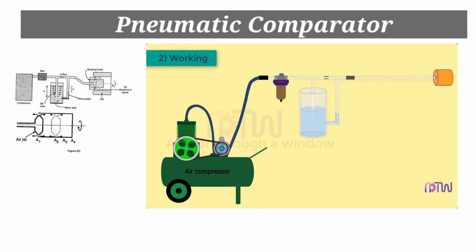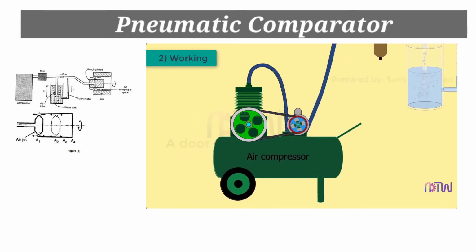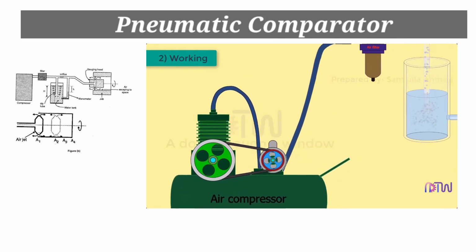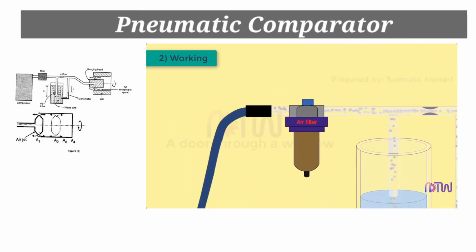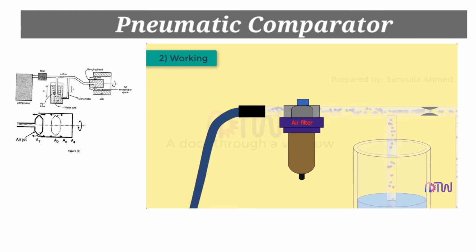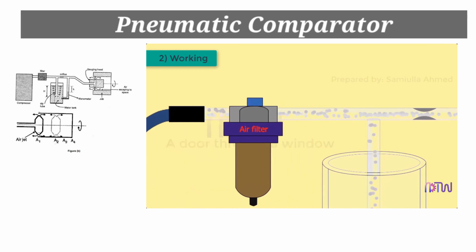Working of the pneumatic comparator. In this comparator, compressed air is used as an operating medium. At first, the air is compressed in the air compressor. Then the compressed air from the compressor passes through the air filter. All the dust particles present in the air are separated from the air in the air filter, and only pure air passes through the filter. After passing through the filter, the air pipe is divided into two ways. Some air goes to the tank, and some goes to the restricted jet or orifice.